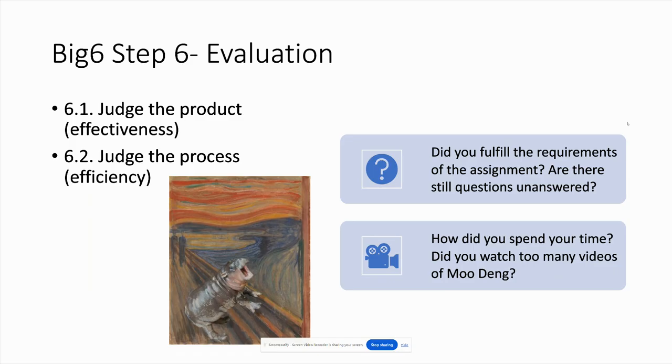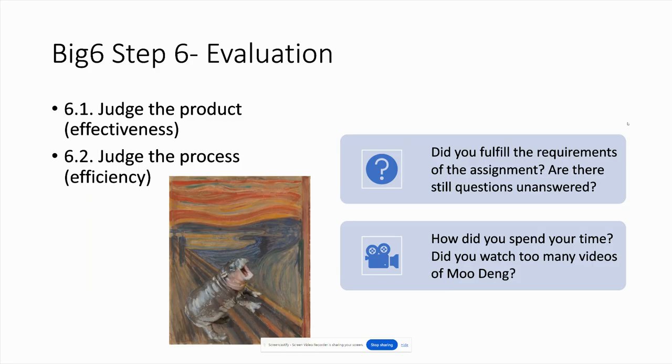Now the last one, step 6, evaluation. Now we judge the product. What I always tell students is to sit down with the rubric and to think, all right, did I fulfill all the requirements? How would I grade myself? Am I missing anything? Are there still questions that a reader might have after reading my research?